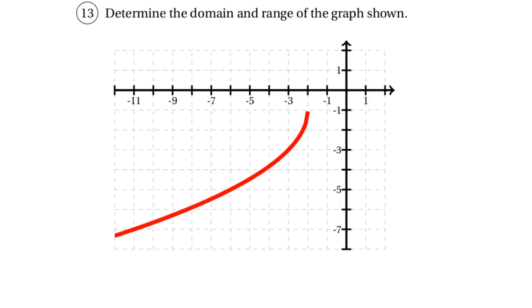So in problem number 13, they're asking me to determine the domain and the range of the graph. I'm going to do the domain in orange. Domain is when we said, basically imagine that there's this stick figure guy walking on the x-axis, and when he starts to walk, he starts to draw what he sees when he looks up and down.